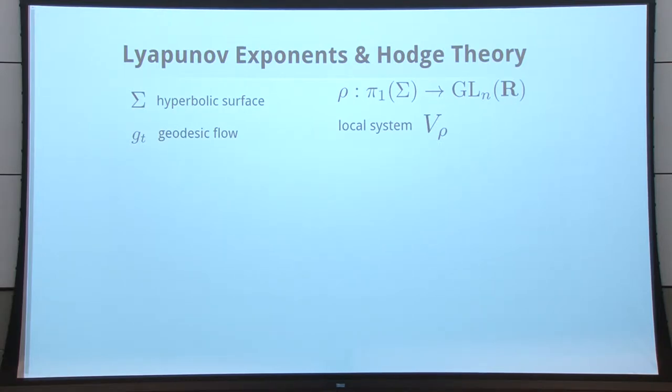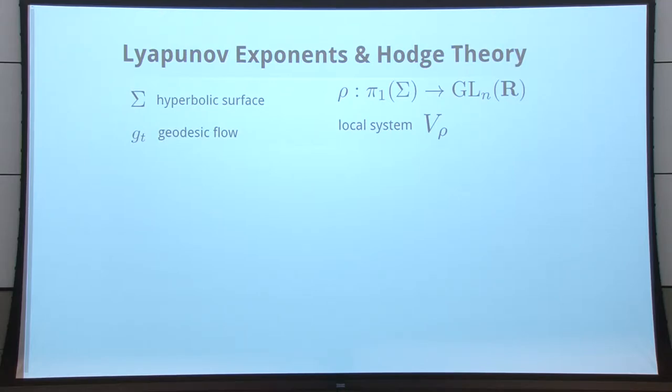You can think of this in many different ways, depending on how you prefer. But at each point over the Riemann surface, you have a vector space. And locally, these vector spaces are identified in a canonical way. But if you go around a loop on your surface, then you come back with a different identification. And this identification is exactly given by the representation rho. So you have a vector bundle with a flat connection. This is what this V rho is supposed to denote.